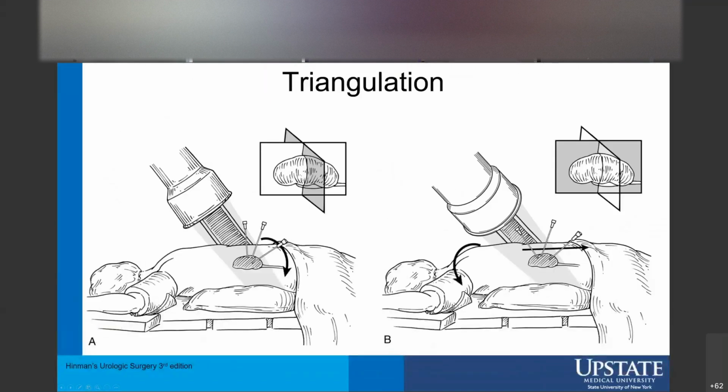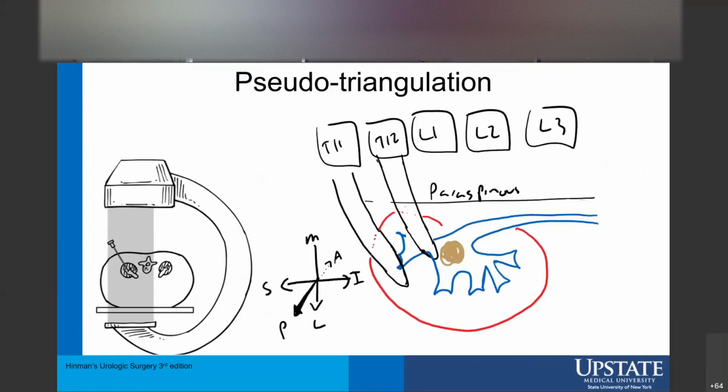Well, triangulation is also described in Hinman's. It's one way to do it. I find the way that they describe it here to be a little bit counterintuitive, where you have to rotate the C-arm in 2 different planes to sort of see where your needle is. So I've done this technique. I find it a little bit confusing. So what I think works a little bit better for me is what we're going to call pseudo-triangulation.